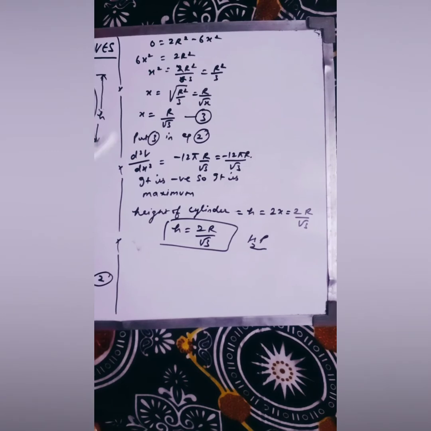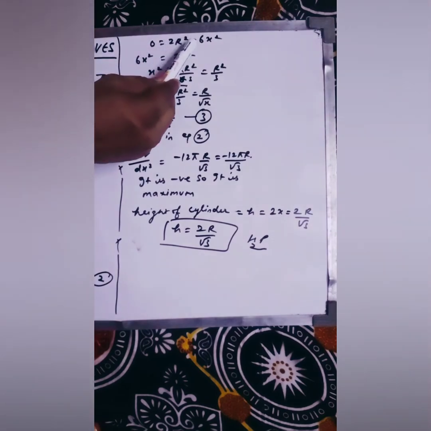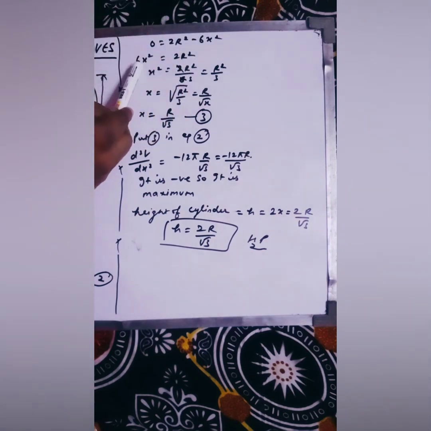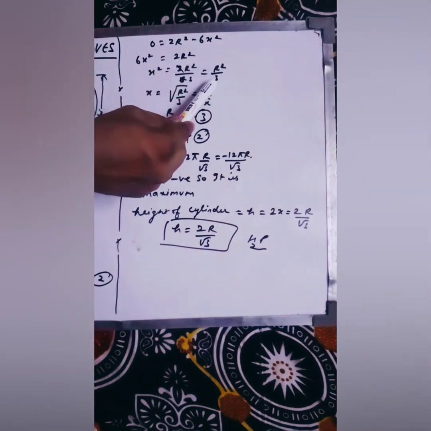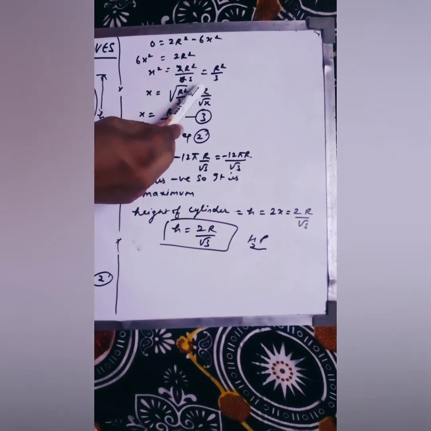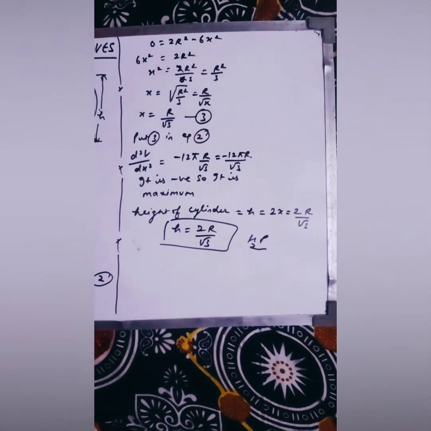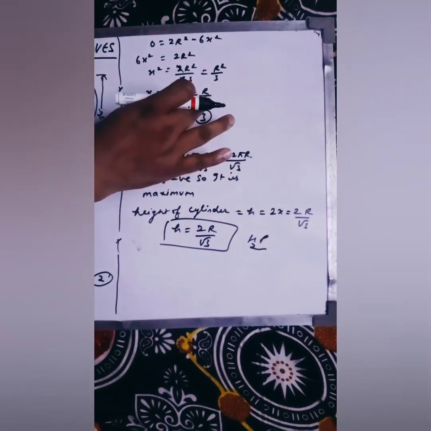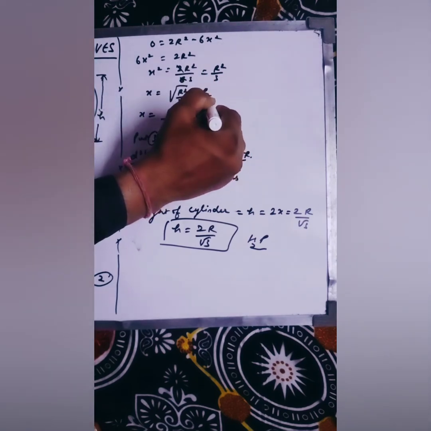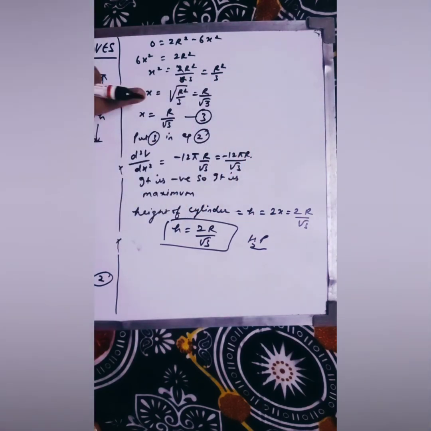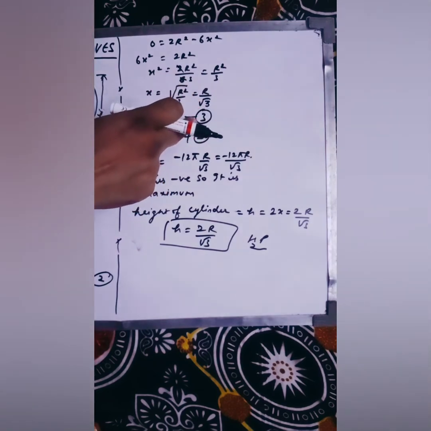So 0 equals to 2r square minus 6x square, and this 6x square will come on the left hand side, and from here you are getting the value of x square, that is x square equals to r square by 3, and your x would be r by root 3. It's not root 2, it's root 3. Just wait, it is root 3. So here the value of x is coming, so x equals to r by root 3. This is your equation number 3.